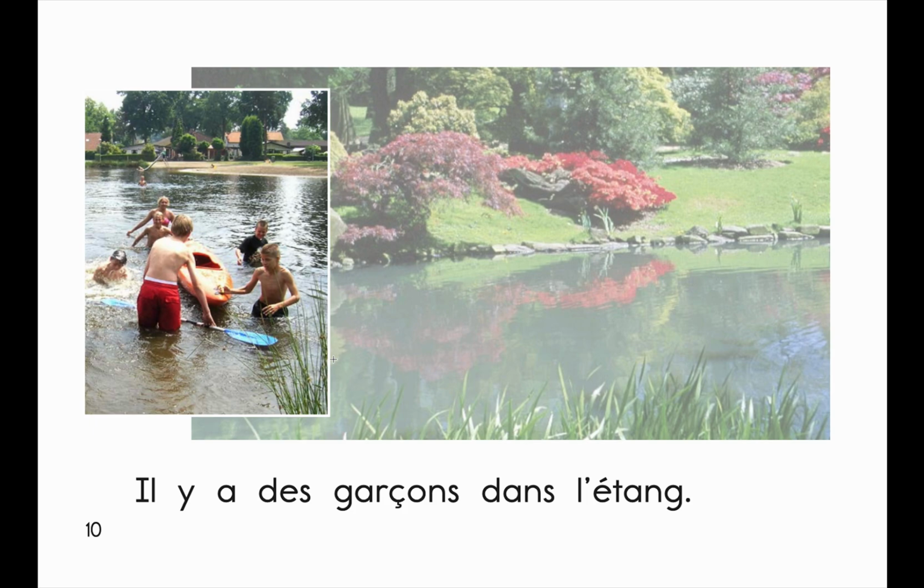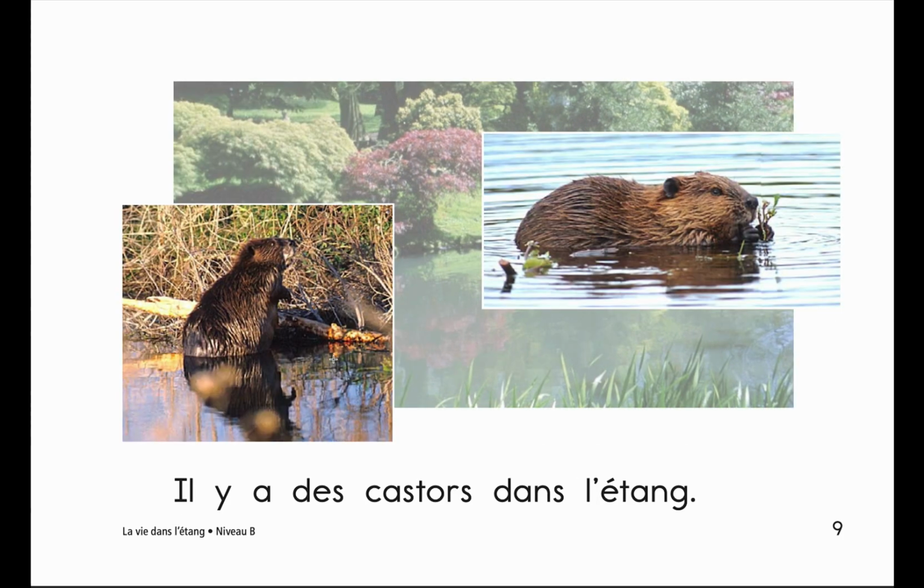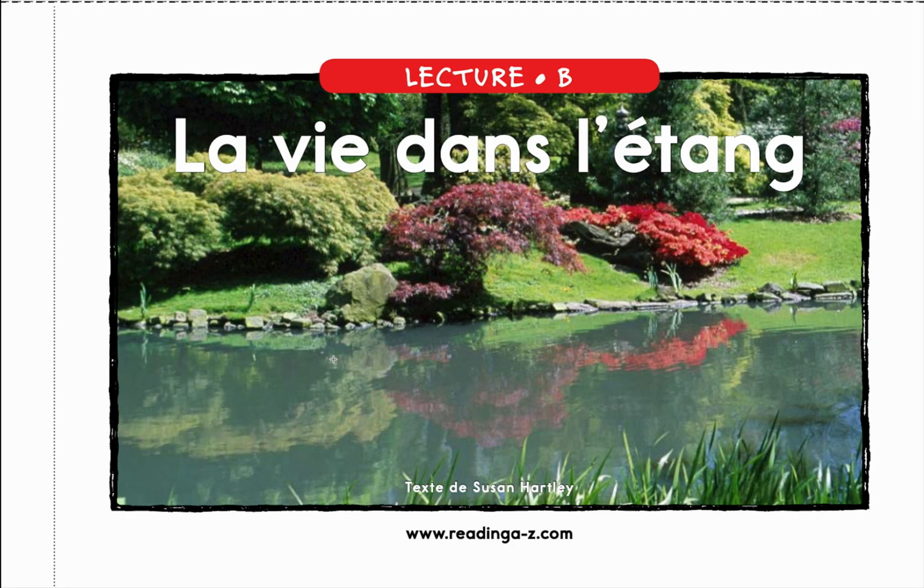And now that we had a picture walk through this book, we have a better understanding of what this book is about. Now what we're going to do is move back to the beginning and try to read. I will read it one time for you and then you can read it on your own. La vie dans l'étang. I think we can translate this book title very easily: the life in the pond.